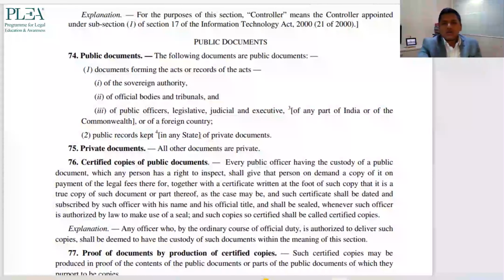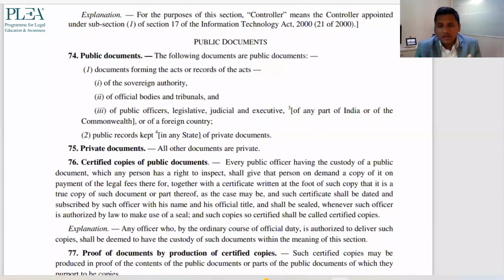Now, what you see over here is public documents, section 74. This is the Evidence Act, public documents. Now, documents can be of two types. It's either public or private. Now, why do we speak of documents? Because when we speak of admission, it can only be admission qua documents.